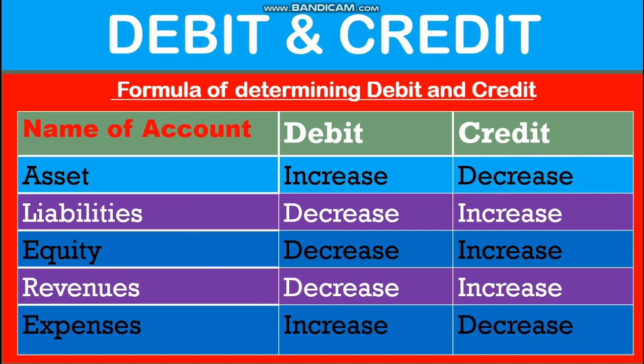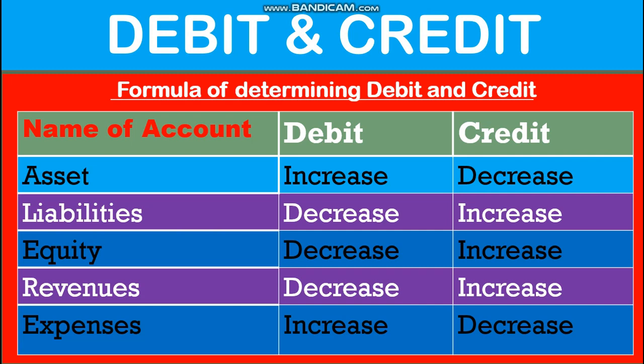Now equity. Equity means the money of the owner. That means whatever the owners have in the business, that is equity. If equity increases, then it will be credit, and if equity decreases, then it will be debit. That means equity increase credit, equity decrease debit. It is a formula like liabilities.